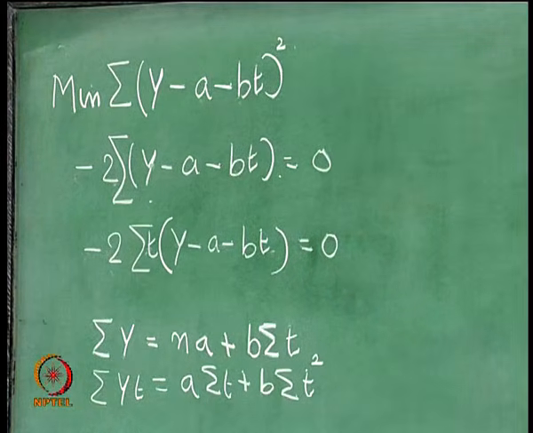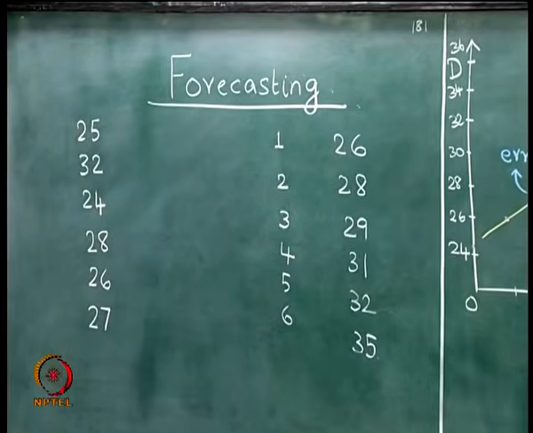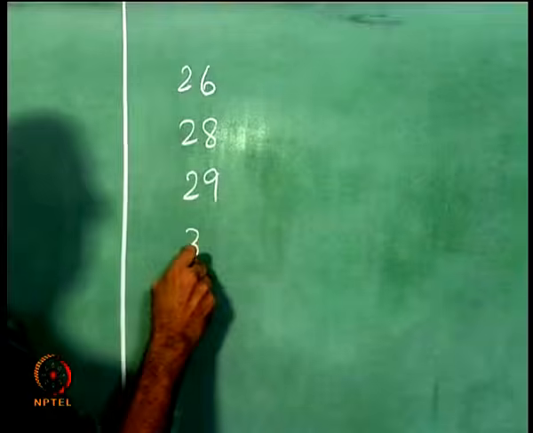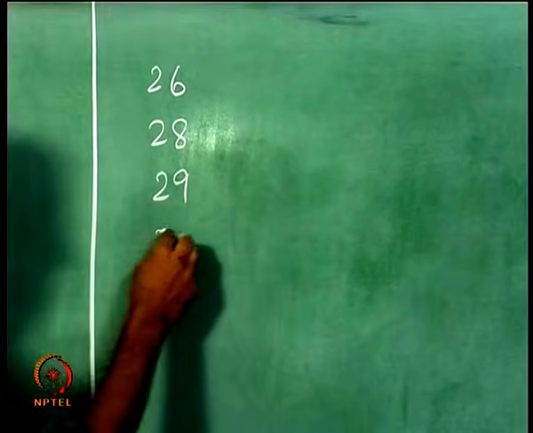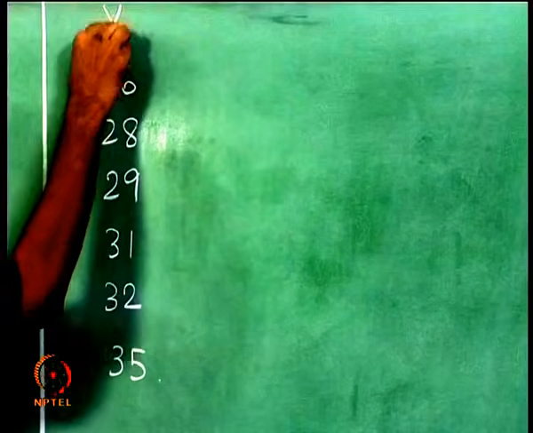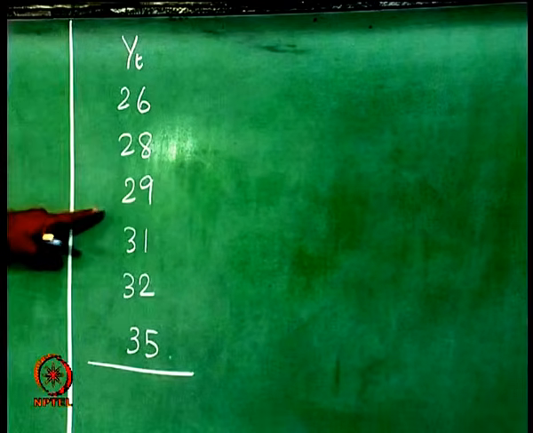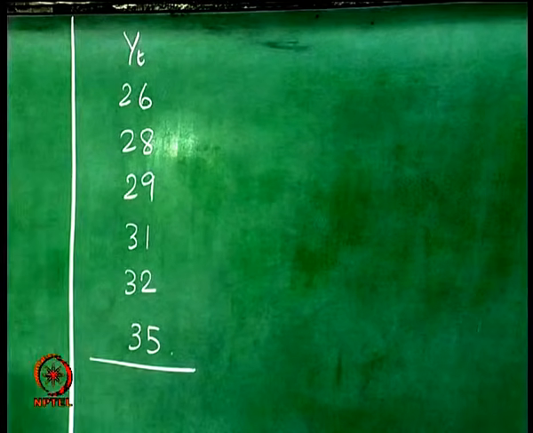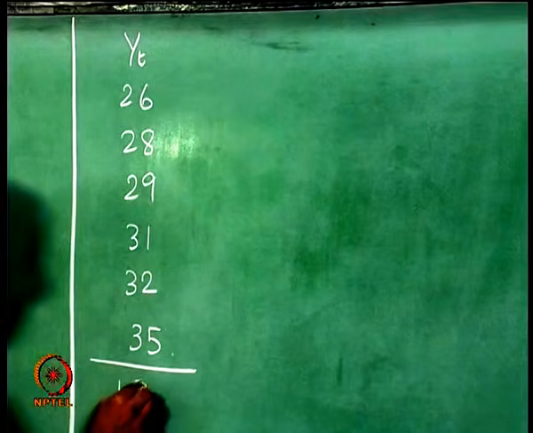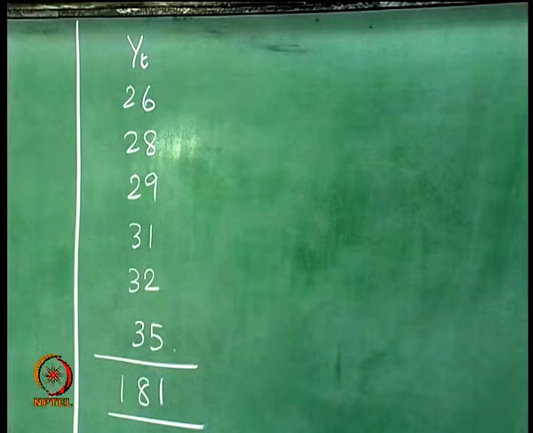Now, if we consider this data: 26, 28, 29, 31, 32, 35. This is your yt or y as you may call. So, this is y1, y2, y3, y4, y5 and y6. We need sigma y, which is the sum of all of them, which is 181.